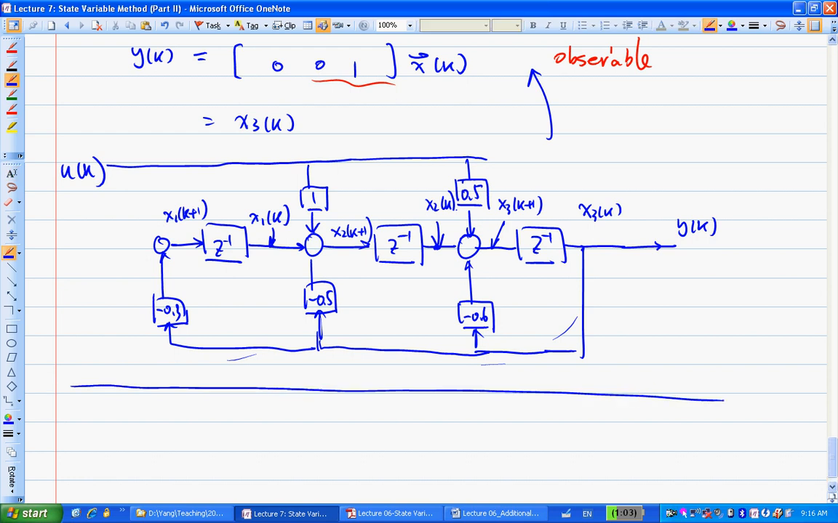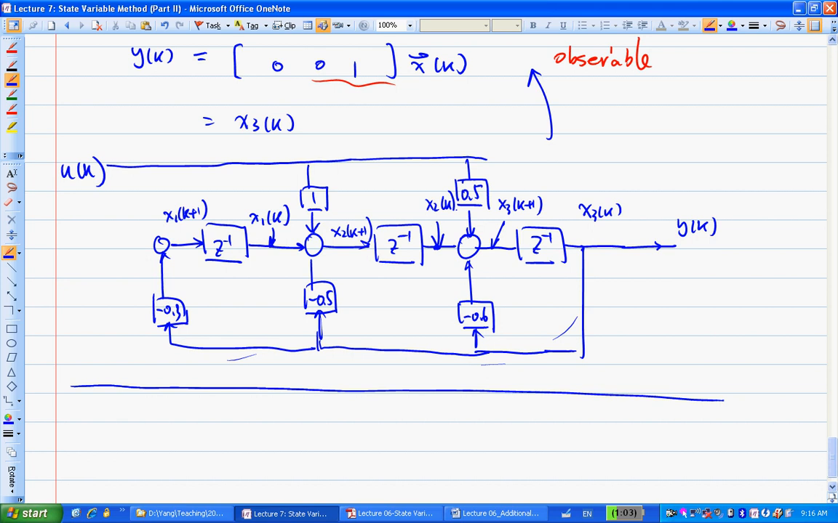I do have one more here, called Jordan canonical form, and I guess we probably don't have the time to do this anymore. But I'll go over one more example, and then I'll talk about how you implement that in MATLAB in the next lecture.